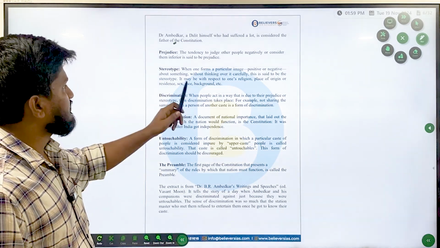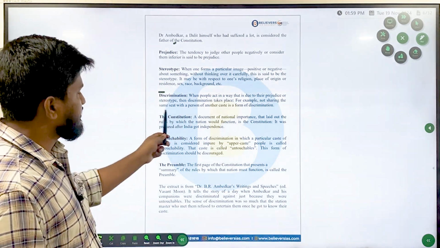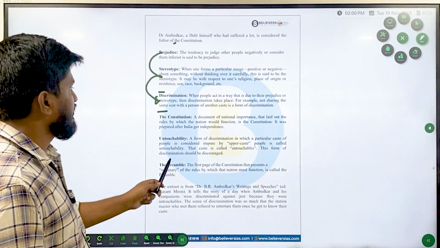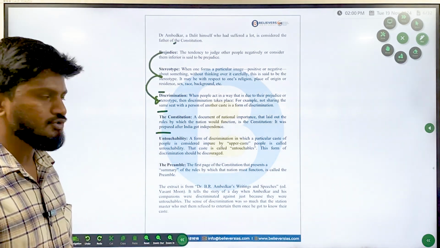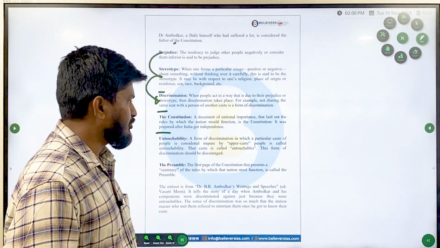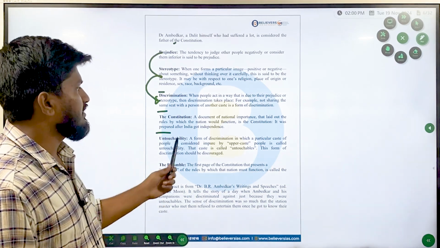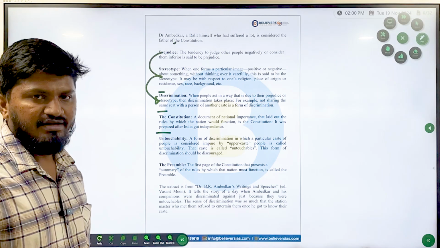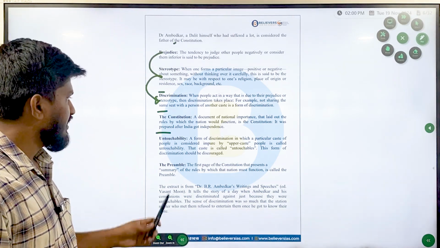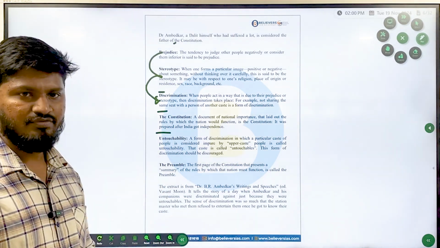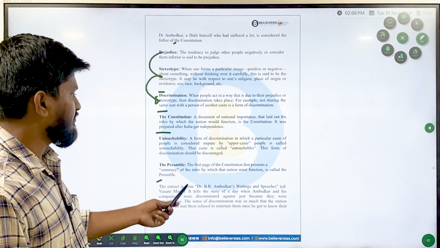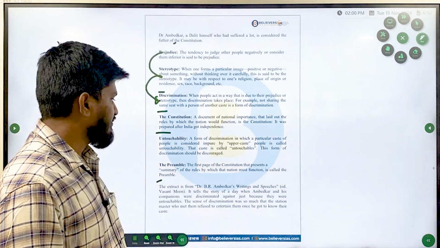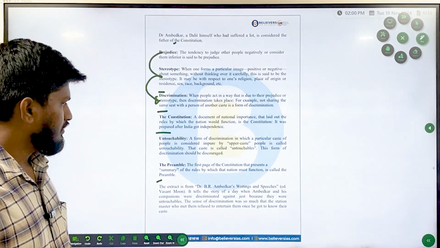And prejudice is already discussed, stereotype is already discussed, discrimination is what arises after prejudice and stereotype, and the constitution. Okay, what is the constitution? It is a document of national importance that laid out the rules by which a nation would function, and it was prepared after India got independence already. And untouchability is a discrimination which is followed by the upper caste against the lower caste. The preamble is the summary of the constitution, except from B.R. Ambedkar's writings and speeches. It's okay.